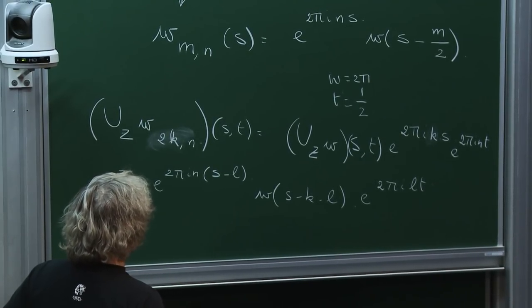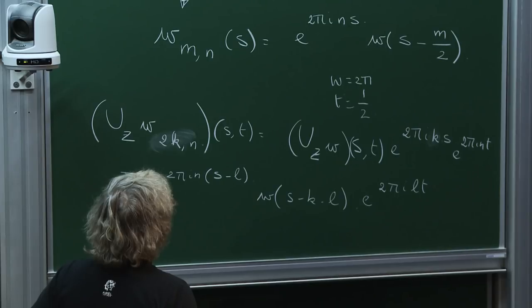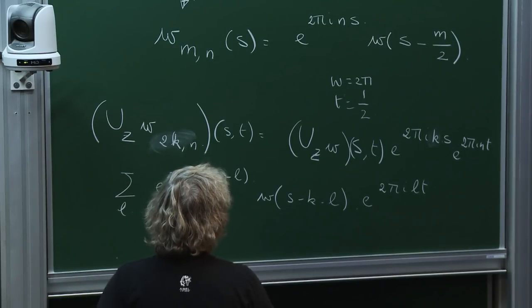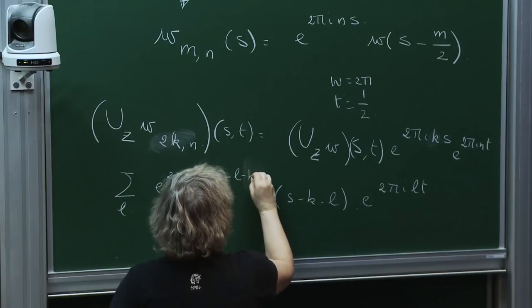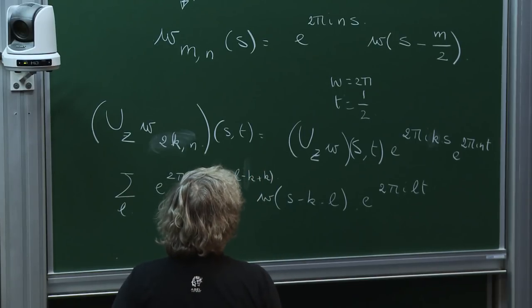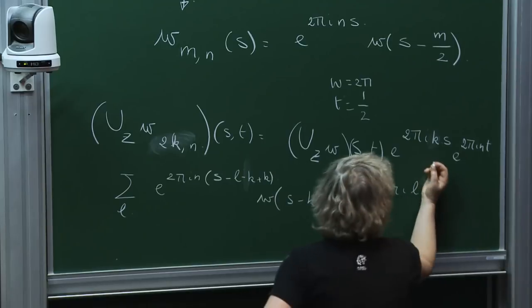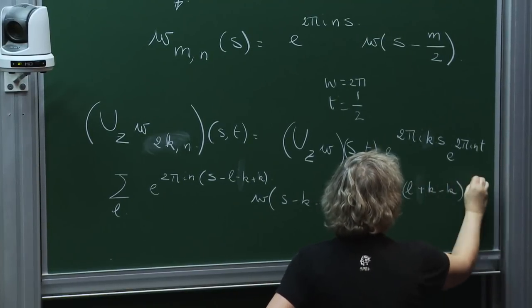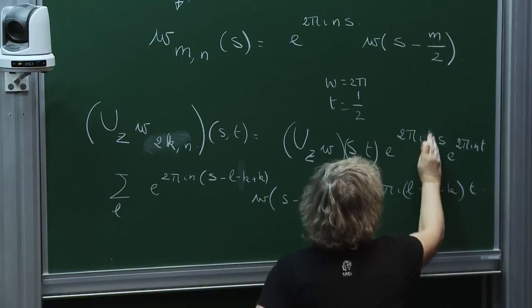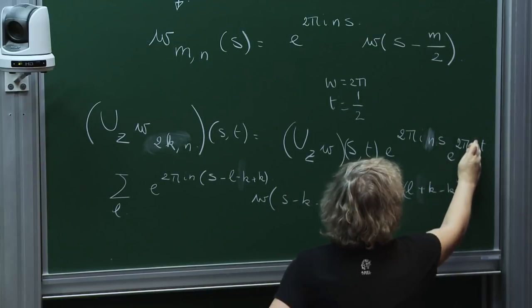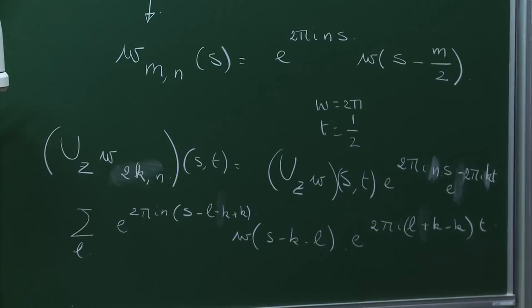So what was I doing here? I'm going to change my variable in s minus L. So I have to write here a minus k and a plus k, so that the summation variable becomes L plus k. And so then I write here plus k minus k. And it's actually different from what I wrote here, it's an e to the pi i n s, and I get a k here.